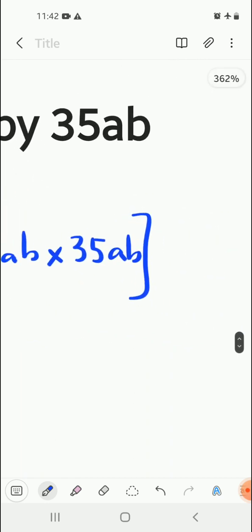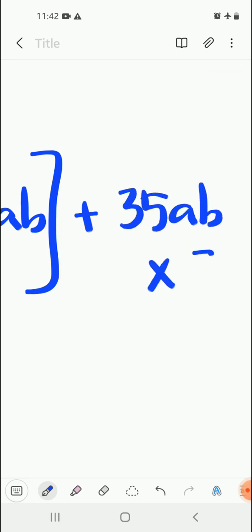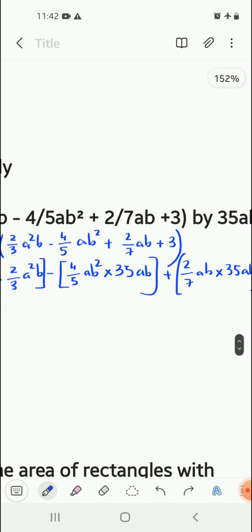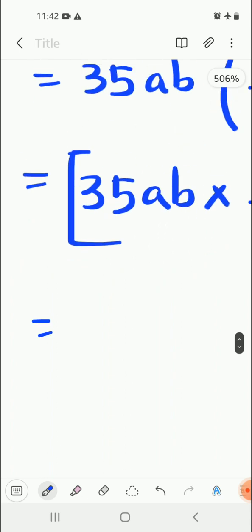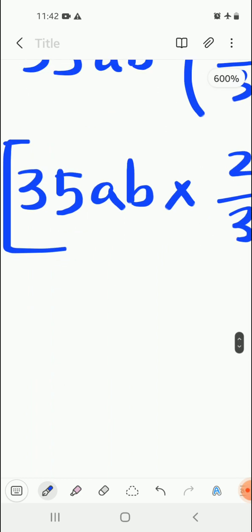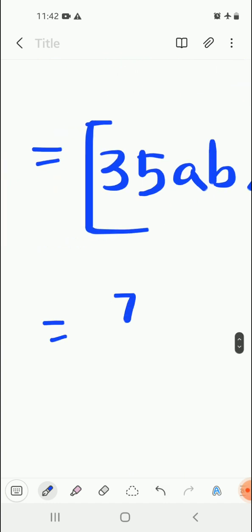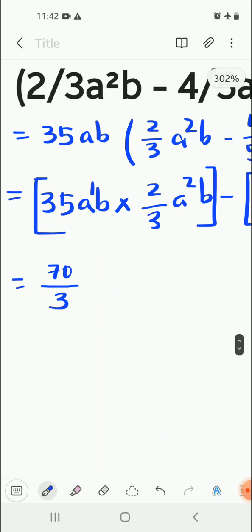and lastly plus 35ab into 3. That is over here. Once this is done, see if it's possible to cancel out things. 35 doesn't get cancelled by 3, so we're going to write 35 into 2, that is 70. 70 by 3. Here we have a to the power 1, b to the power 1.